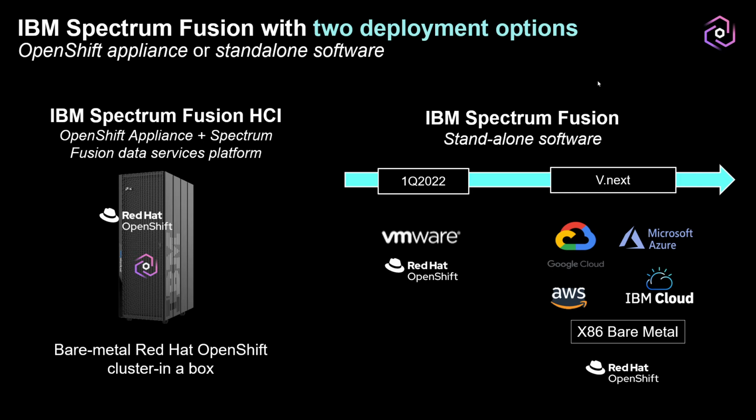Okay, roadmap. Very soon we're going to have the capability of running the Spectrum Fusion software on bare metal x86 servers. So if you wanted to build your own HCI on premise using the servers you're used to, or maybe that you have special purchasing power for, we'll be able to do that. You can also then run it on Microsoft Azure, Google Cloud, AWS, and IBM Cloud, giving you the capability of expanding your workloads into those public cloud environments if you need it.